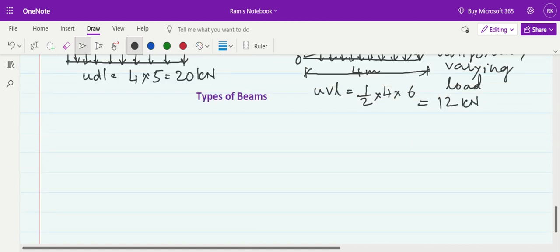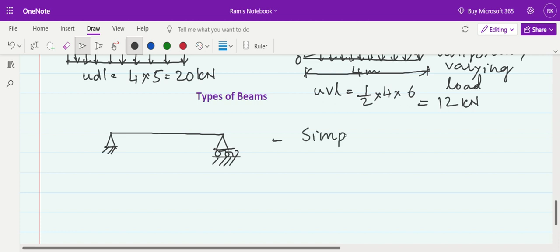And now we are going to see the types of beams that we are going to come across in our discussions in structural analysis, basics in structural analysis. The first type of beam is such that one of the ends is hinged and the other end is roller. This beam is called a simply supported beam.